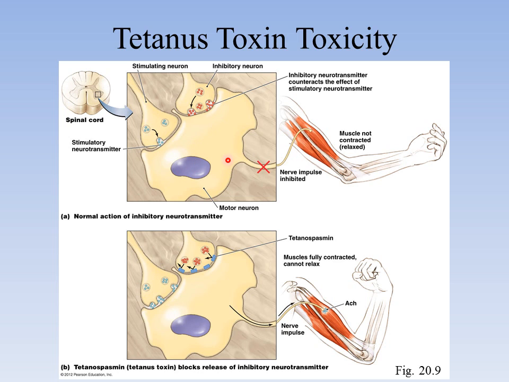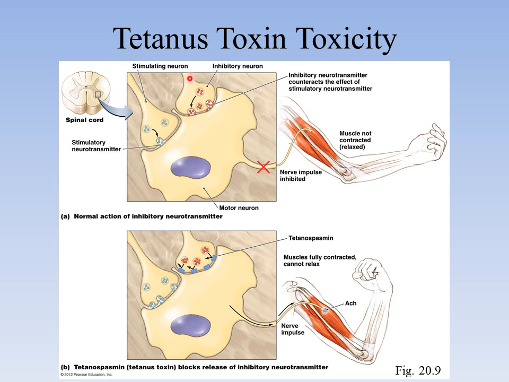So the motor neuron that does tell the muscles to contract is itself controlled by a stimulating and an inhibitory neuron. Both of these are important. You have to have something that starts the muscle contraction, but you don't want the contraction to go too long. You have to have something that eventually will stop the muscle contraction. So what the tetanospasmin toxin does is it basically binds to the inhibitory neuron and it's going to prevent the release of the inhibitory neurotransmitter that's going to counteract the effect of the stimulating neuron.